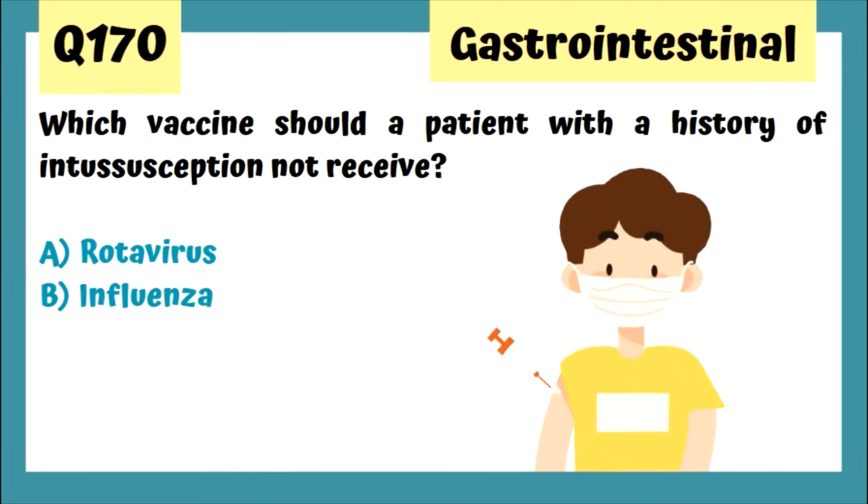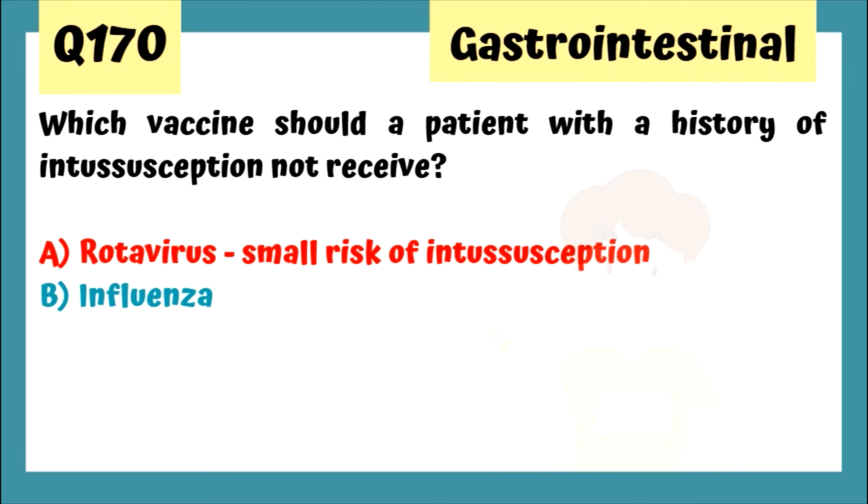Question 170, which vaccine should a patient with a history of intussusception not receive? Okay, so it's rotavirus. Because if they have a history of intussusception, rotavirus may induce another intussusception, because rotavirus has a small risk of intussusception. We're not generally worried about it in the general population, but if a patient has had a history of intussusception, they should not get the rotavirus.